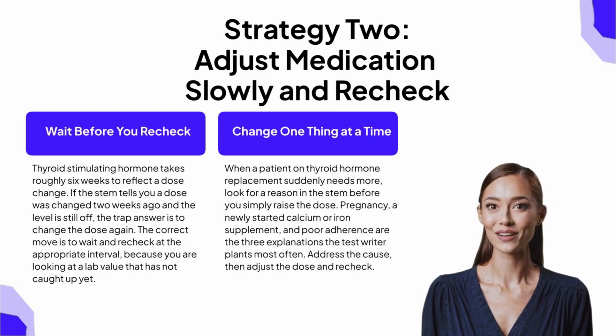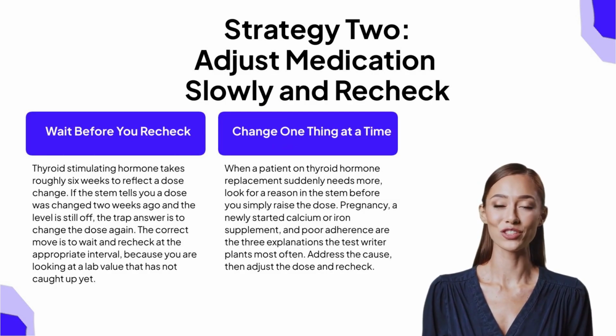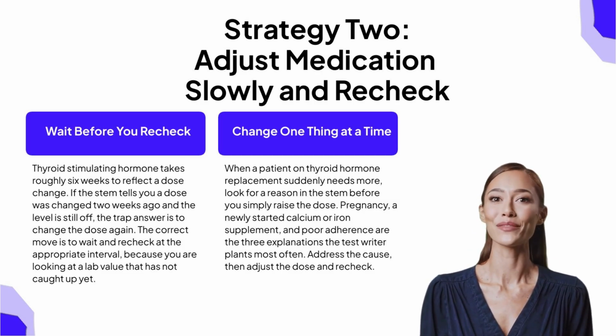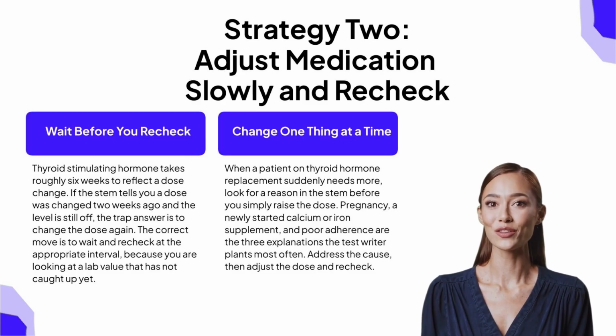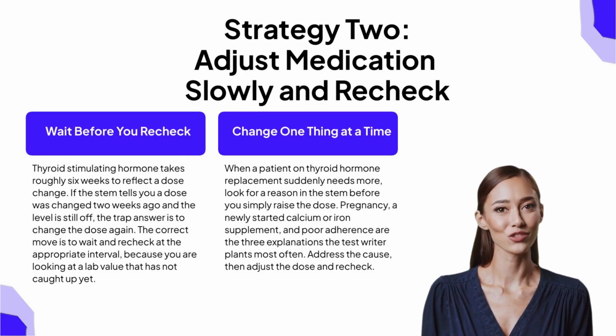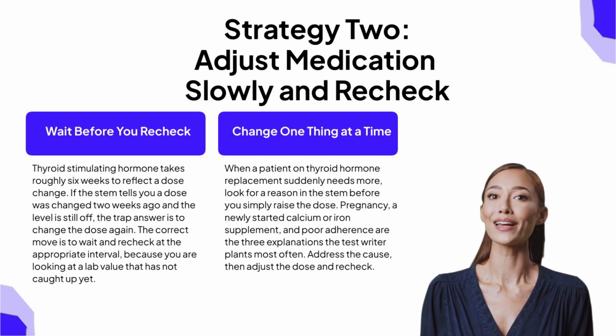Our second strategy governs every medication adjustment question. Rule 1. Wait before you recheck. Thyroid-stimulating hormone is slow, taking about 6 weeks to catch up to a dose change. So when a stem says the dose changed 2 or 3 weeks ago and the level still looks wrong, the trap is to change it again. The correct move is to wait and recheck because the number simply hasn't caught up.